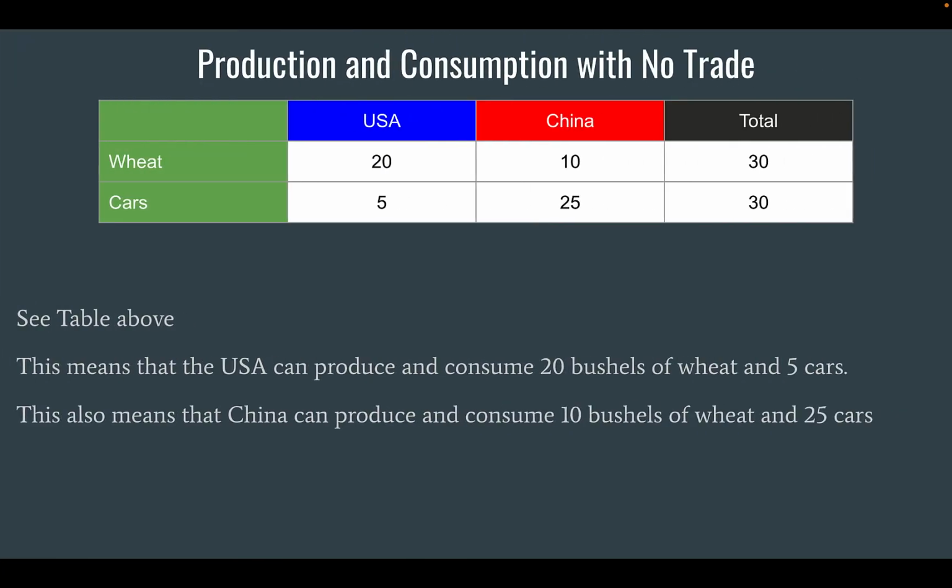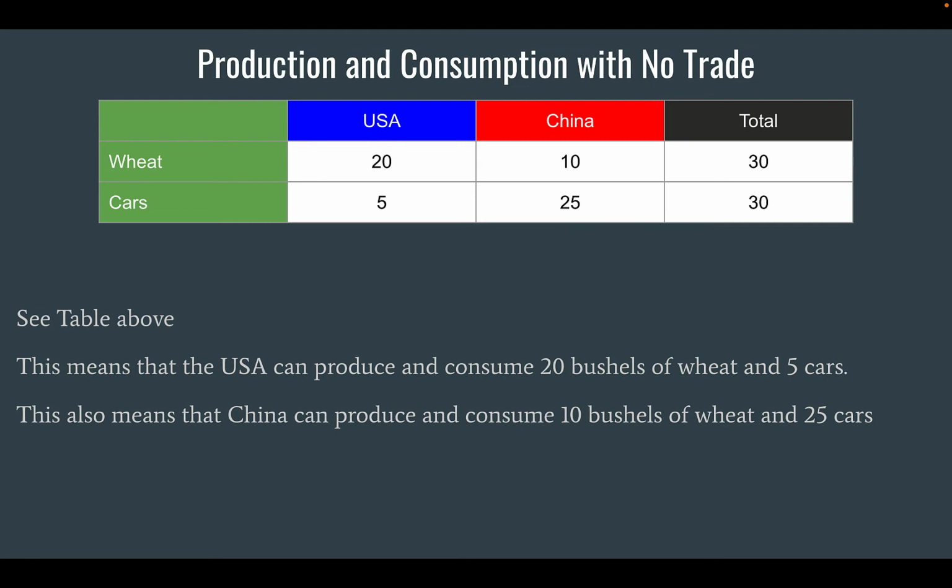Okay, so let's go here for a second. Production and consumption with no trade. America produces 20 units of wheat and 10 bushels of wheat is produced by China, so we add those together, we get 30. America produces 5 cars, half its time, and China produces 25 cars, so we add those together, we get 30. Therefore, if they were not to trade, everybody in America, combined with everybody in China, would only, as a collective two countries, be able to consume 30 units of wheat and 30 cars.